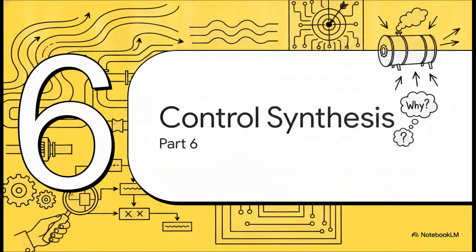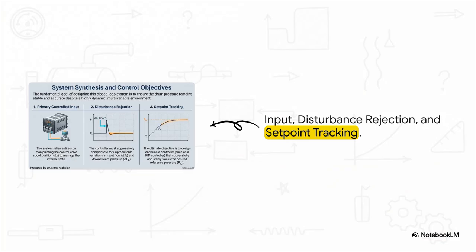Finally, we arrive at Section 6, Control Objectives and Synthesis. So, stepping back, why did we do all of this rigorous mathematical work? Well, it's to guarantee operational stability under extreme industrial conditions. Our entire synthesis boils down to these core objectives. First, we have to precisely manage the internal state, relying entirely on manipulating that single control valve spool.